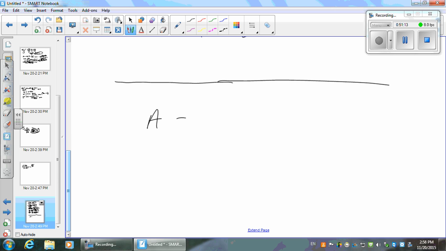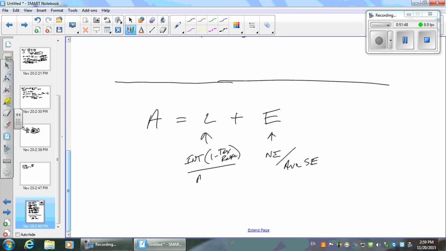Got assets, liabilities, equity. Return on equity was what? Net income divided by the average equity, right? Average stockholders' equity. Okay. What's the return here on the liabilities? That's your interest times, I'm sorry, 1 minus the tax rate, because the government pays for part of your interest for you, right? Divided by the average debt.